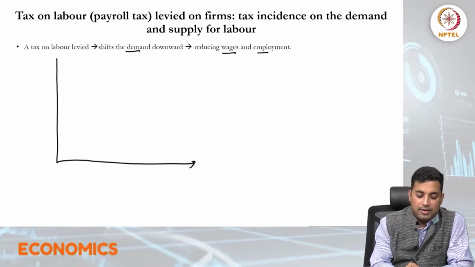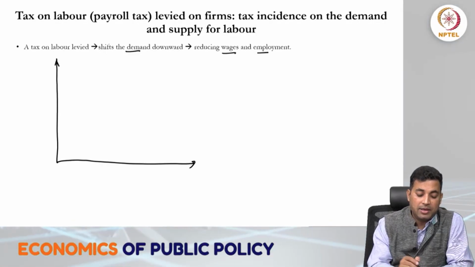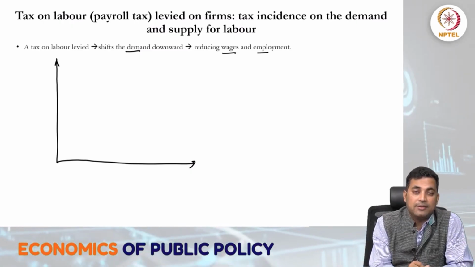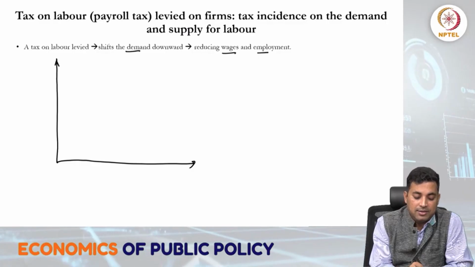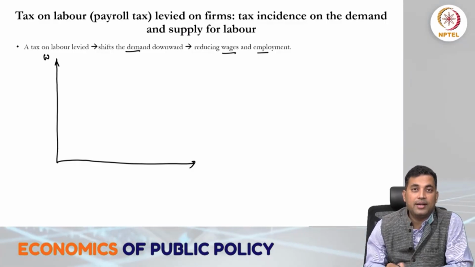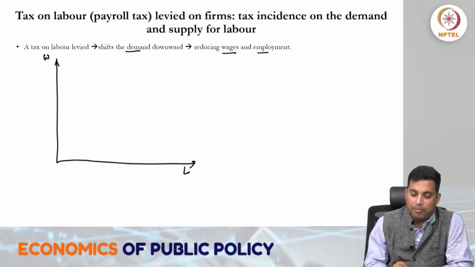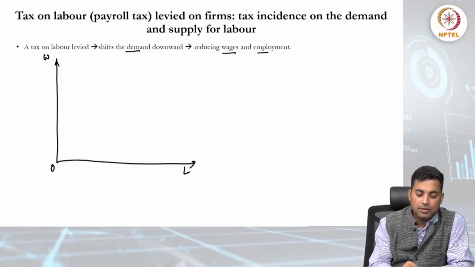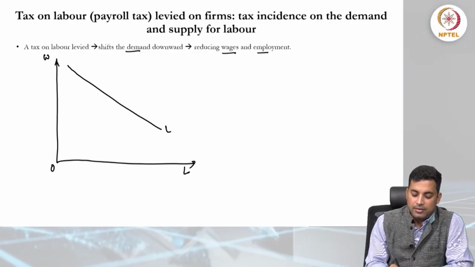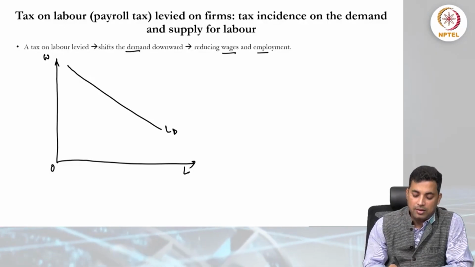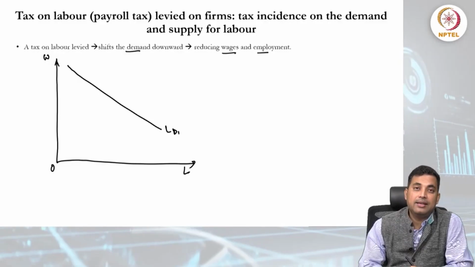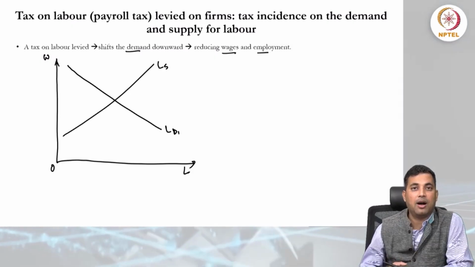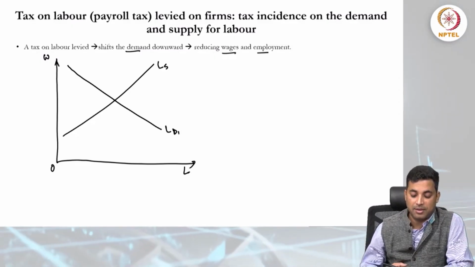So we can take the help of a graphical illustration. Along the vertical axis is the price, here the price of labor, which is wage, and the quantity of labor is basically employment. So now, say the labor demand function is this one, LD1, and here is the labor supply curve, and we are considering only the upward part of the labor supply curve.